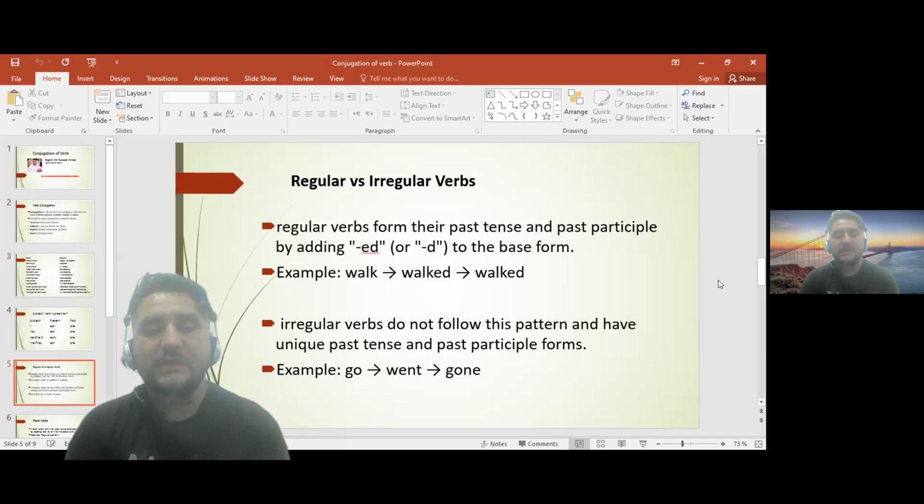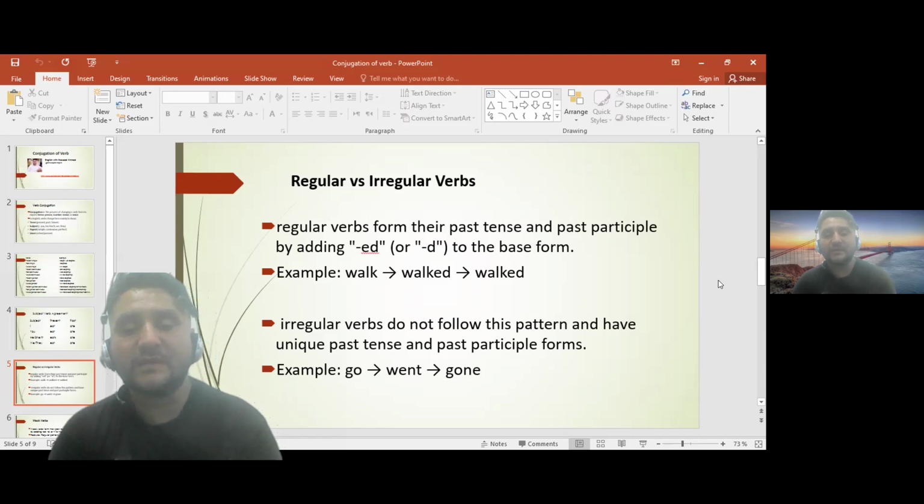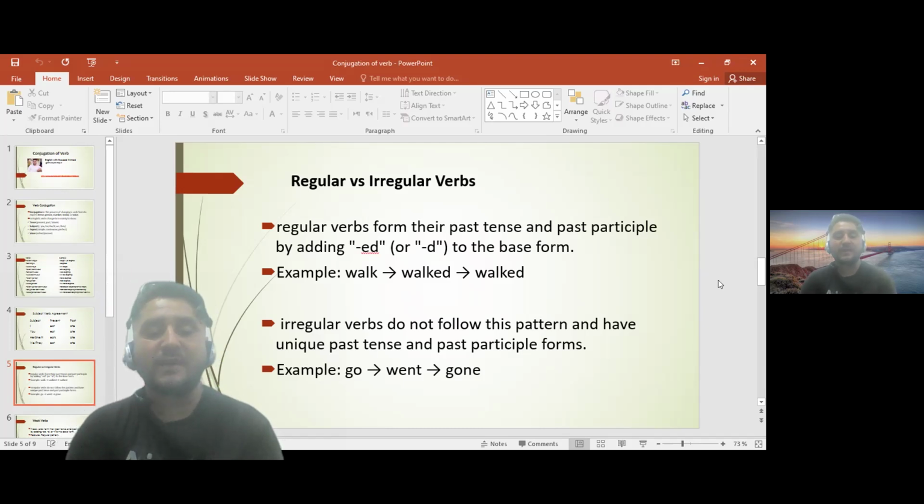Then we move towards irregular verbs. Irregular verbs do not follow this pattern. They don't add any suffix like d or ed to the base form. They have their own unique pattern, and with the help of that, they make the second form and third form as well, like second form past and third form past participle. So examples in point are go, went, gone.